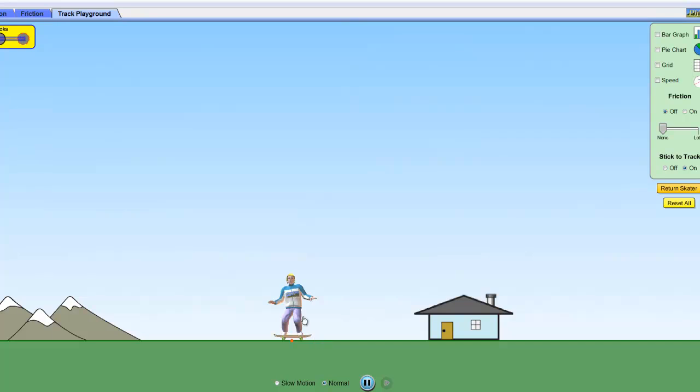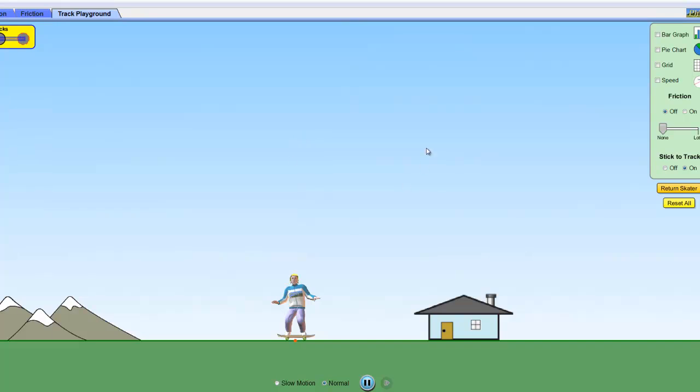But what I can do is I can click on this little dude and lift him up in the air, and now I've given him some potential energy, right? In this case, gravitational potential energy. And the height that I've lifted him tells me how much energy I've given him. That means if I let him go, boom, he's going to move, right? Because I give him the potential to move.